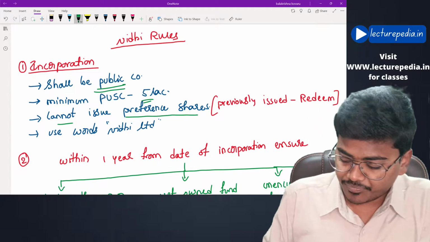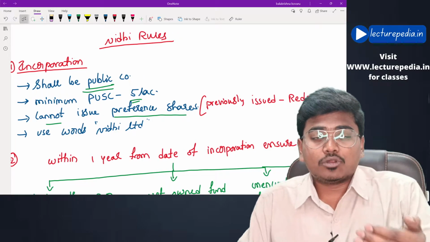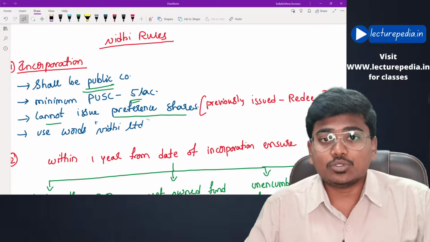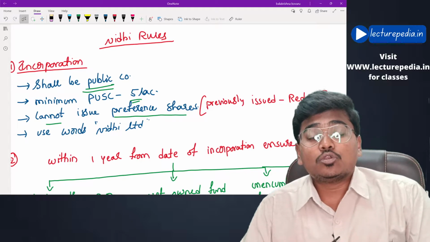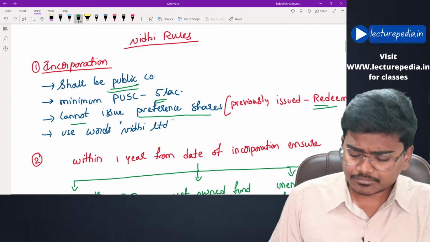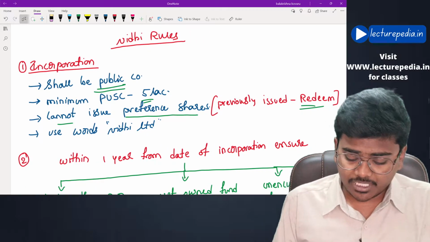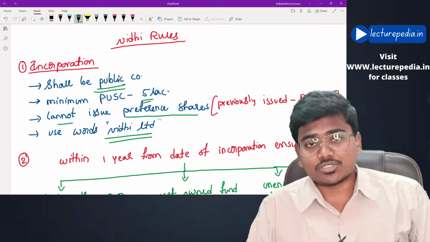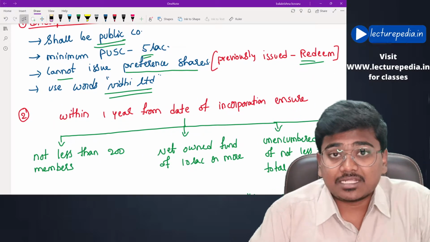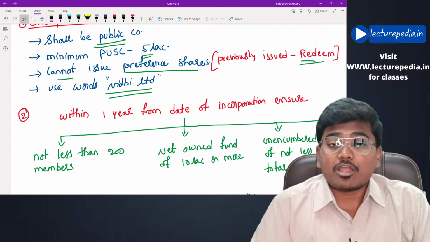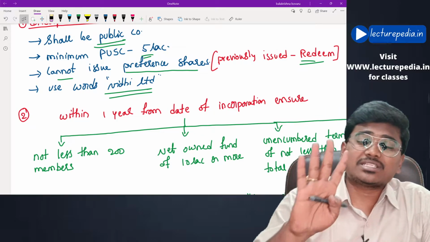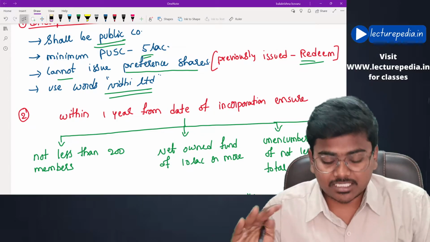Hope this is clear. And if, before the implementation of the Companies Act 2013, any Nidhi companies have issued preference shares, then those preference shares must be redeemed immediately. And in the name of the company, the words Nidhi Limited must be used. Hope this is clear. And there are certain requirements that the Nidhi company must fulfill within 1 year from the date of its incorporation. What are those? Basically, there are 4 requirements. Let us see those 4 requirements.